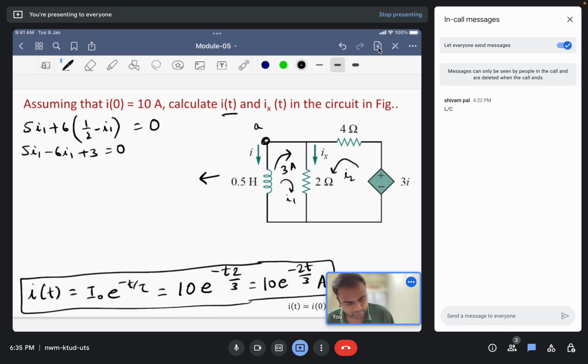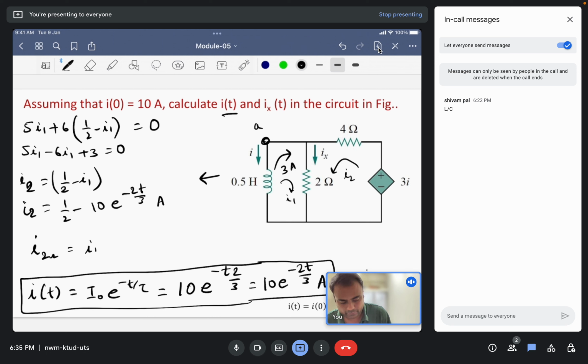So we have already got the relation for I1. So this is I1, and I2 is given by the expression 1 by 2 minus I1. So I2 will be 1 by 2 minus 10 e to the power minus 2t by 3 amperes. So this is I2, and finally we will get the current through the 2 ohm resistor as I1 plus I2.